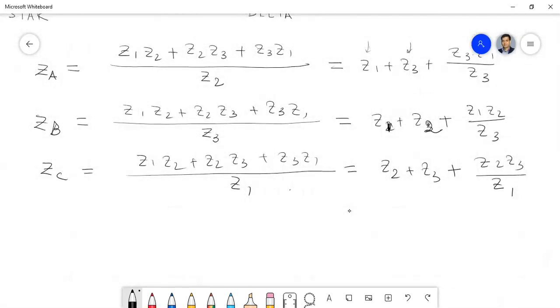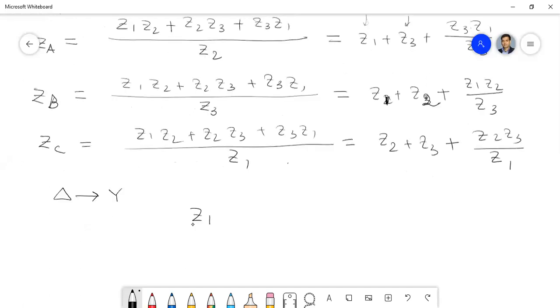And if I do the opposite one, suppose we have the delta connection and we want to convert it to the star connection. So here we can write delta to star conversion, delta to Y conversion, Y means star. Okay. So what should I write here?